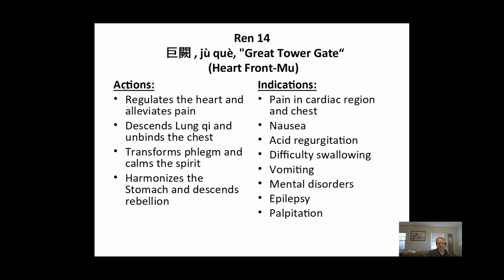Pain in the cardiac region and chest, nausea, acid regurgitation, difficulty swallowing, mental disorders, palpitations, epilepsy, they echo each other. Epilepsy is really about transforming phlegm and calming the spirit, just like mental disorders. Mental disorders is always an element of a disturbed shen and phlegm.